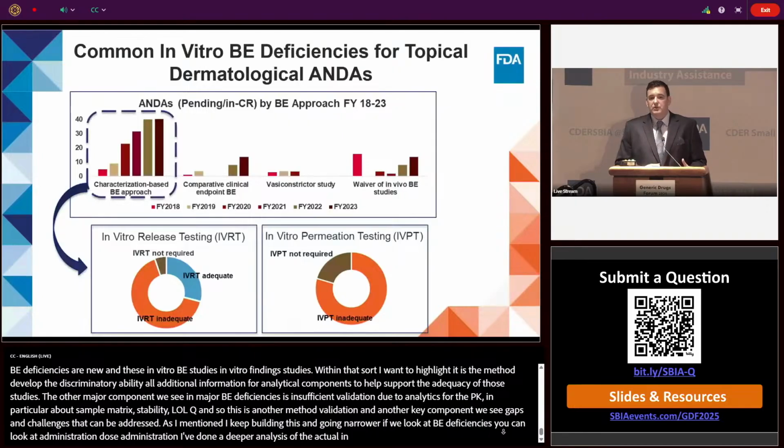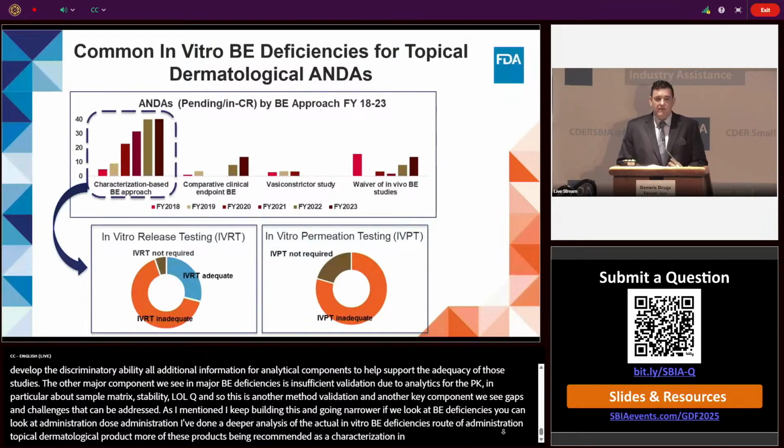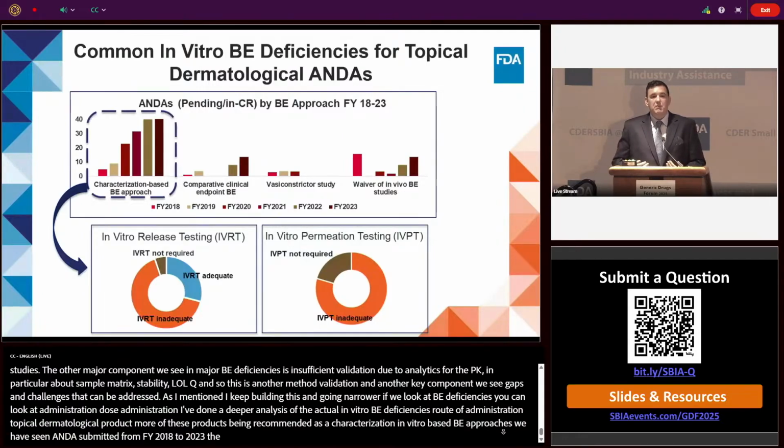The reason we chose this is because more of these products are being recommended for characterization-based or in vitro-based BE approaches. And of the ANDAs submitted from FY 2018 to 2023, the number of ANDAs proposing and or doing these types of in vitro studies has been increasing. What we're also seeing is a lot of deficiencies with those in vitro characterization studies.